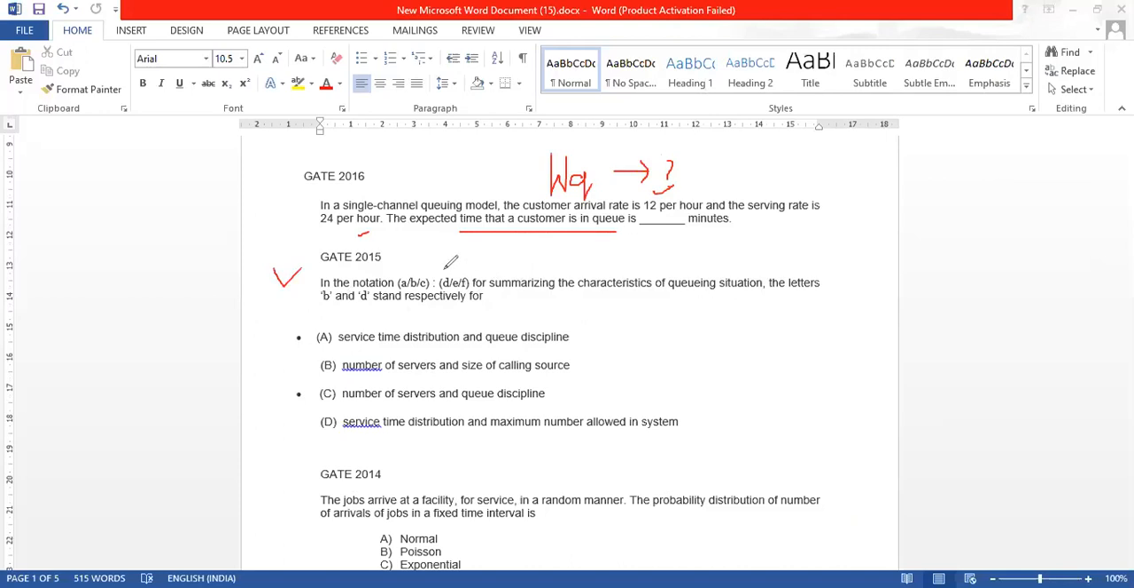Okay, see, one question is on the basis of notation. What do B and D stand for in this notation? I have discussed this with you also. This is the Kendall notation, so you can answer how we represent the queuing model. A, B, C, D, E, F. So what do these things represent? In this question, he has asked what do B and D represent? What should be the answer of this question?